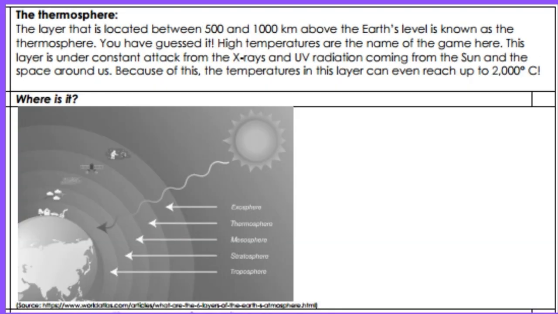The thermosphere. The layer that is located between 500 and 1,000 kilometers above the Earth's level is known as the thermosphere. You have guessed it. High temperatures are the name of the game here. This layer is under constant attack from the X-rays and UV radiation coming from the sun and the space around us. Because of this, the temperatures in this layer can even reach up to 2,000 degrees Celsius.